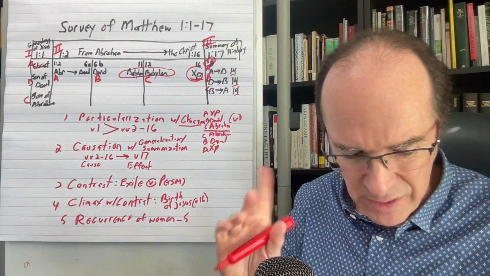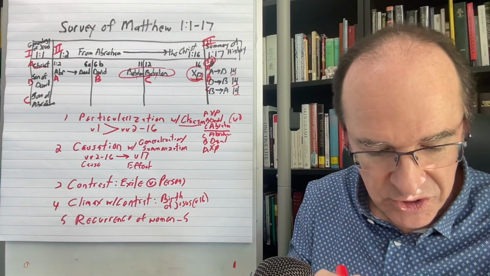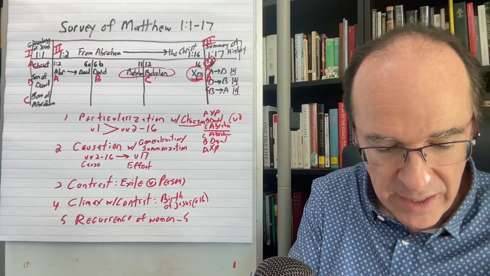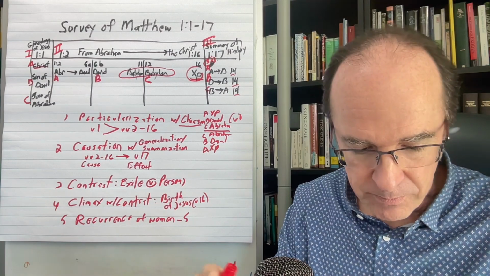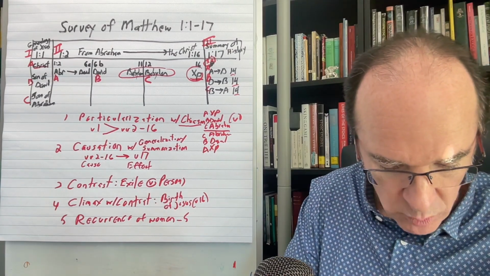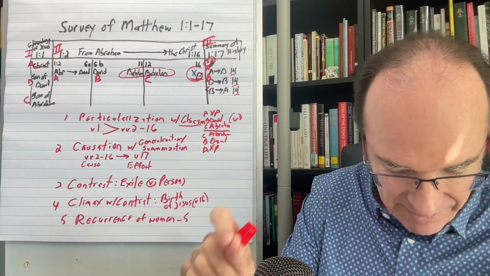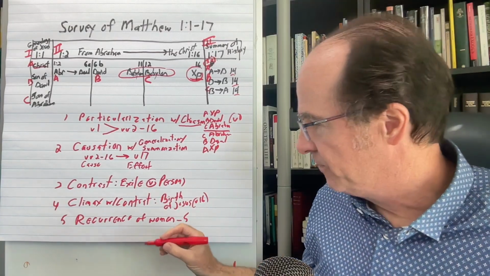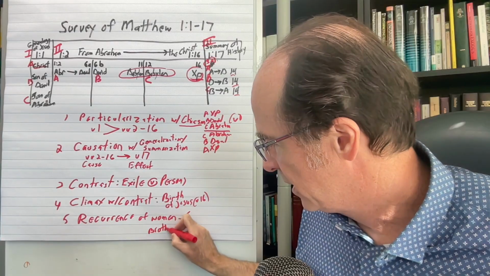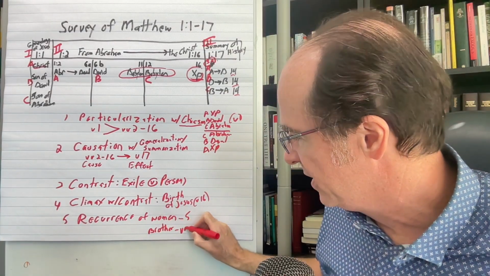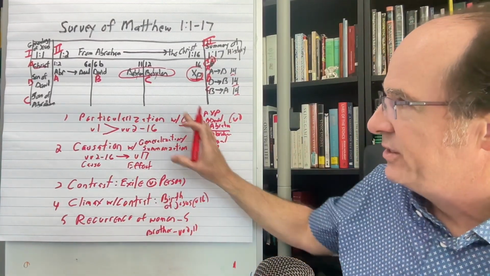Another recurrence, and this only happens twice, but it is interesting, and I want to name this because some of you may have noticed it. Verse 2 has the phrase, father of Judah and his brothers. And then you also have the language of brothers in verse 11. And so you have the mention of brothers. And I'll talk about that in the interpretation video also. Okay, so these are some of the key structures.